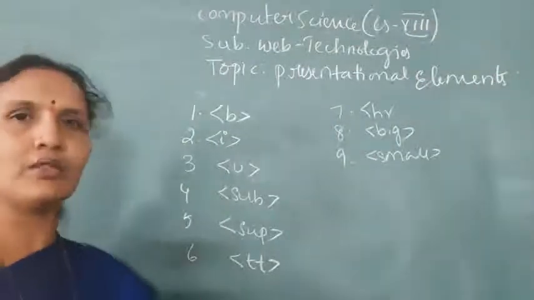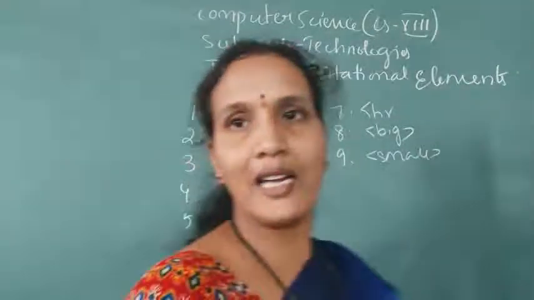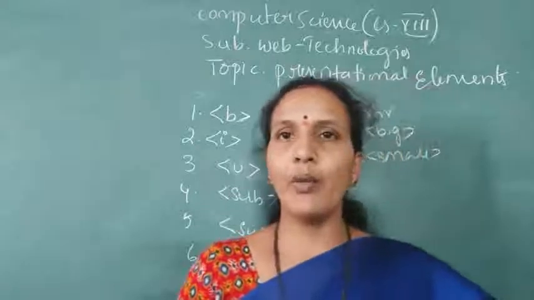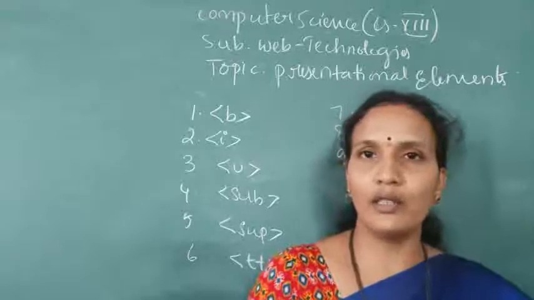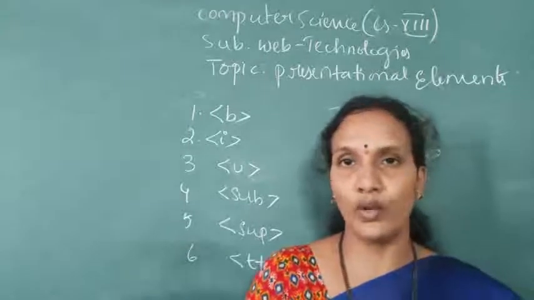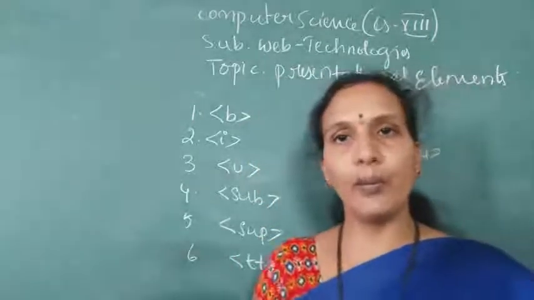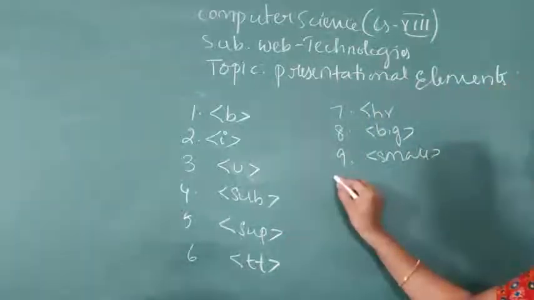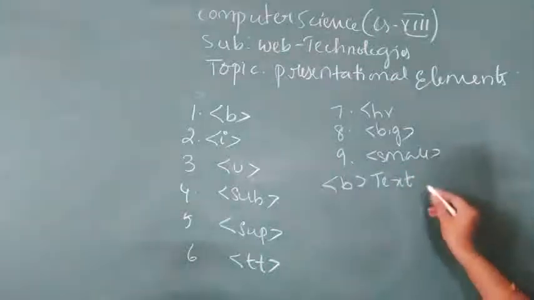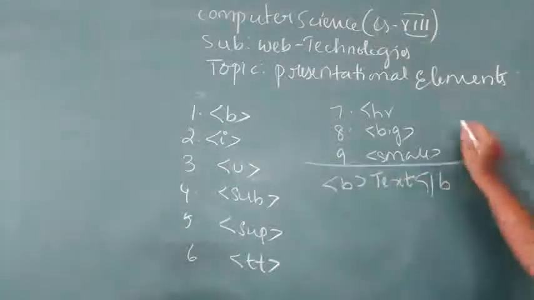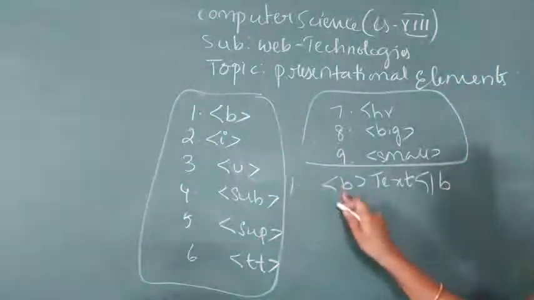Now we will discuss each and every element. What is the first one? B. Here B stands for bold. What is the difference between a normal font and a bold font? In a bold font, the thickness of the character is more compared to the normal font. If you want to display any text in bold face, then we write B, then whatever text you want to display in bold face, and close the bold. These are all elements, and this is an example.